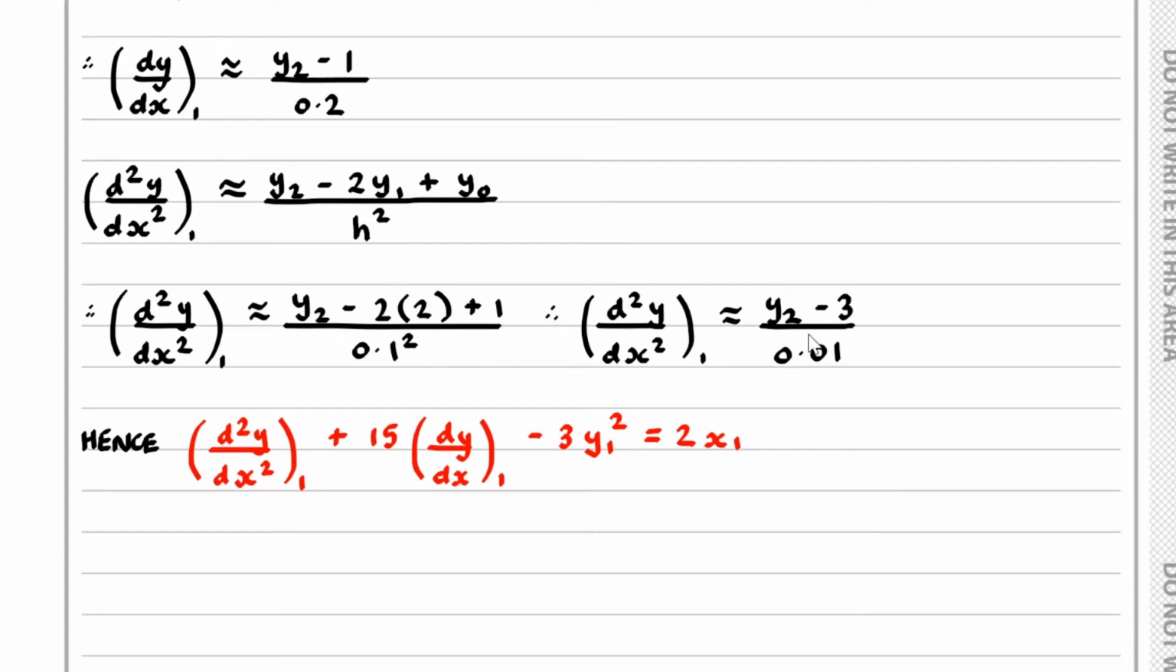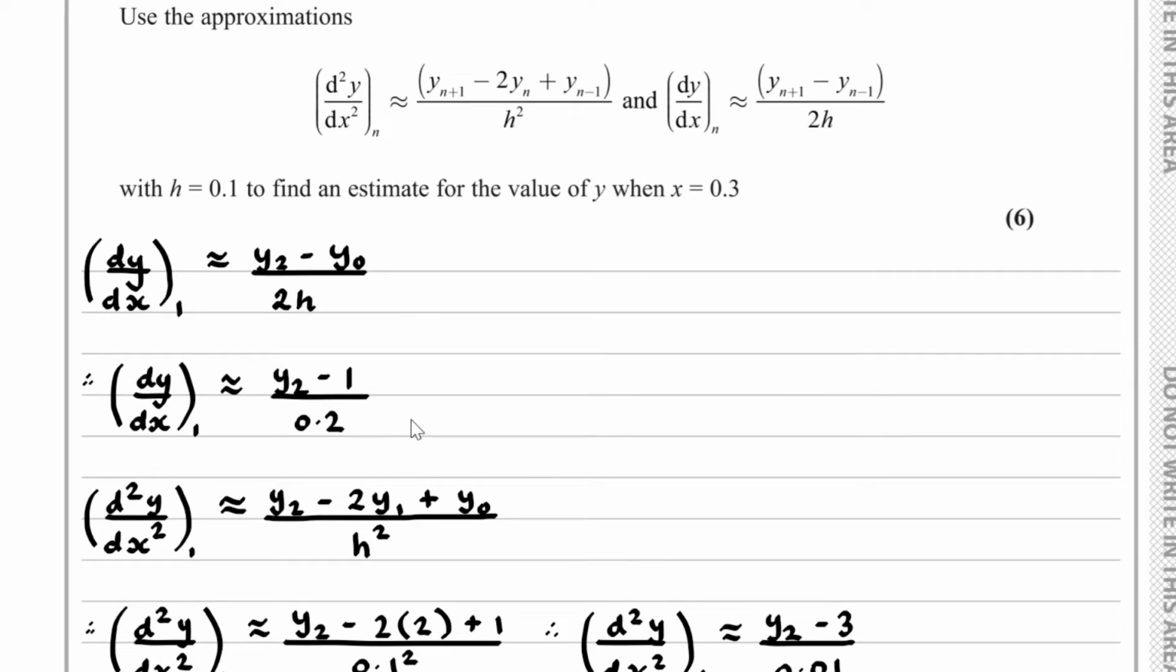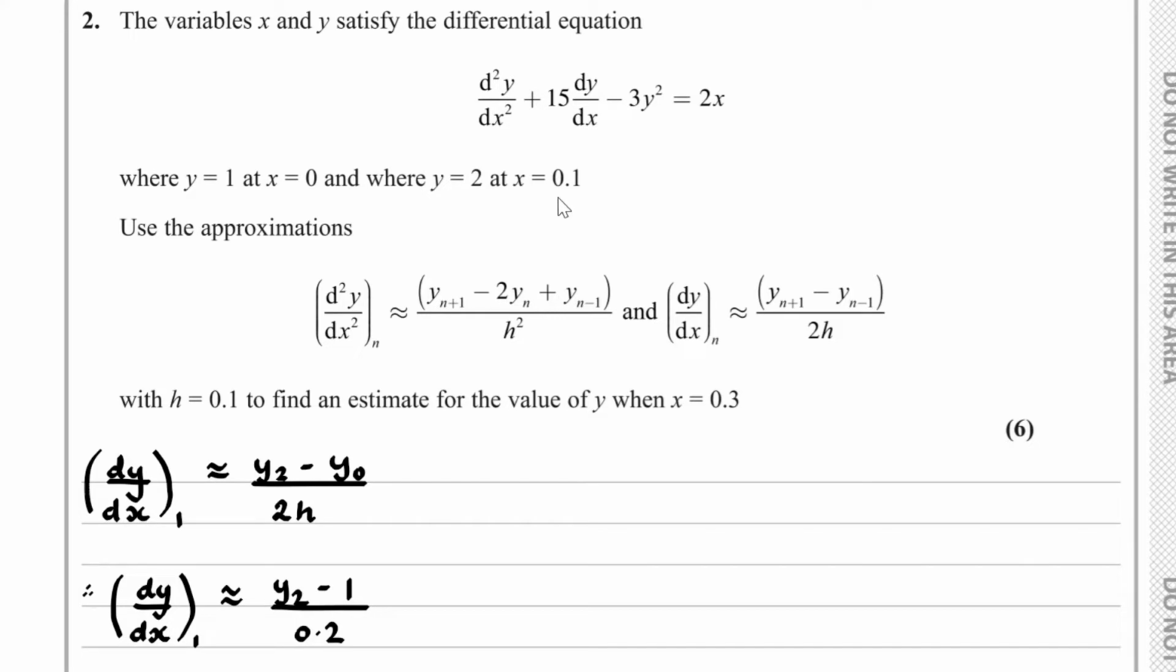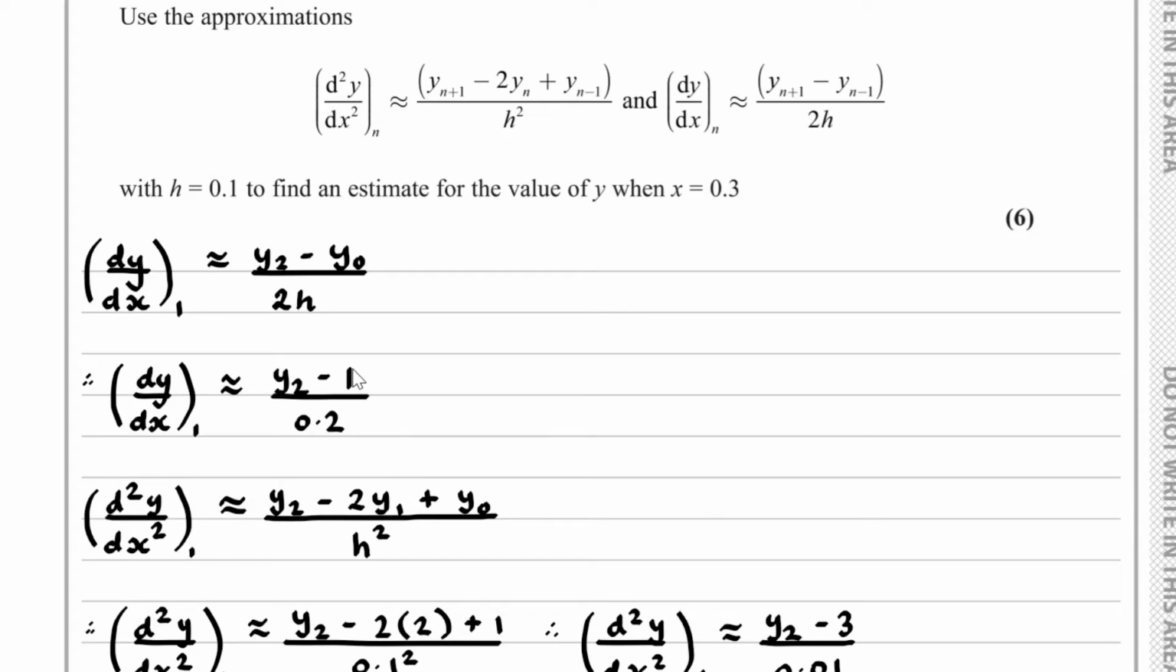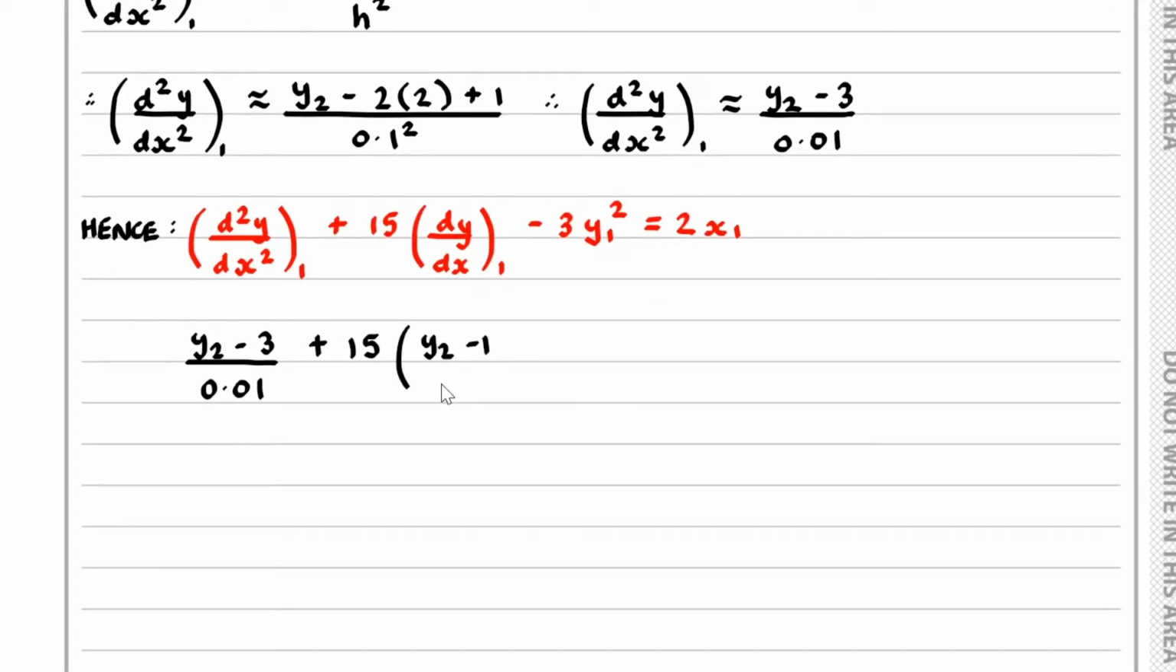And substituting this result, and the conditions for y1 at x1, we have the second derivative, y2 minus 3 divided by 0.01 plus 15 lots of y2 minus 1 over 0.2 minus 3 lots of 2 squared equals 2 lots of 0.1.